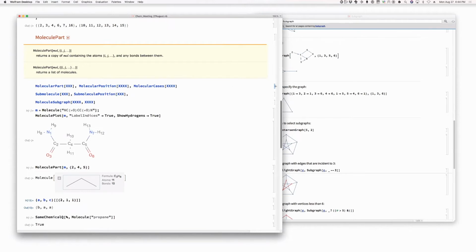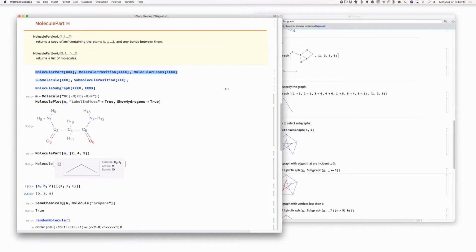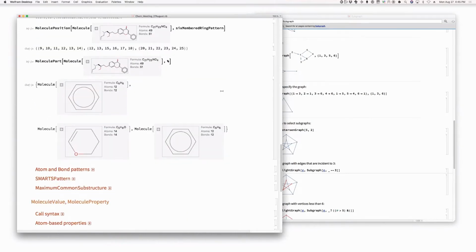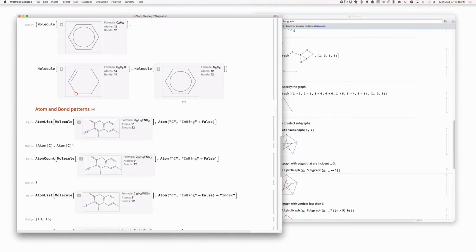This will be my first take on what we should do with these. Let's keep going for right now. Atom and bond patterns. So atom list, atom count, bond list, bond count were made kind of while looking at vertex list, vertex count, edge list, edge count.